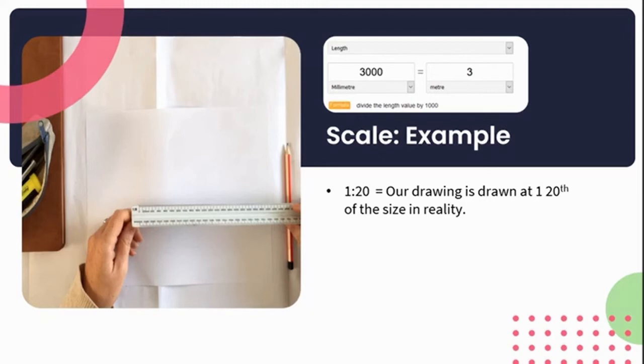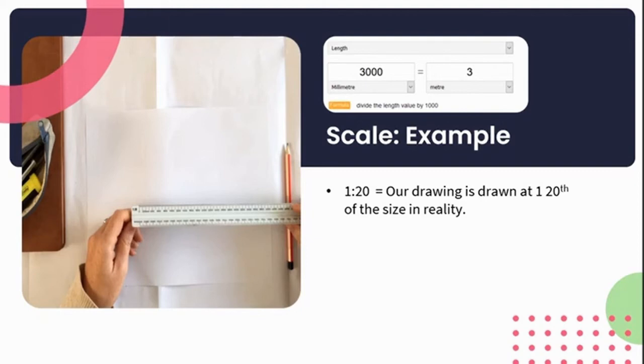So if we are looking at a value of 1:20, this simply means that the scale is 1/20th of the size that you are working with in reality. So for example, 20 centimeters in reality is represented by 1 centimeter on your drawing. Do you understand? So 20 centimeters in reality is indicated by 1 centimeter on your drawing.